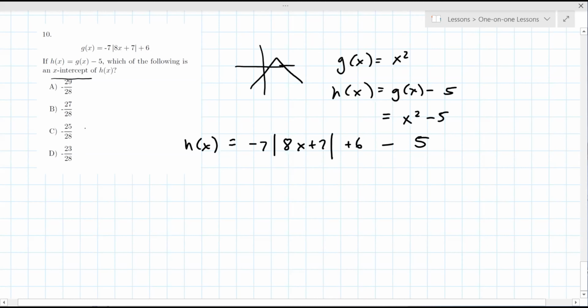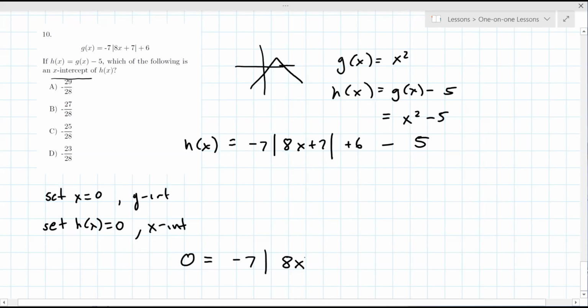Okay. But in terms of here, there's really 2 options. There's either setting x equal to 0 or setting h of x equal to 0. And this is what makes the test so challenging: you have to know this and then do something with it. Setting h of x, you do this for the y-intercept. Setting h of x equals 0 is for the x-intercept. So that's what we're going to do. We're going to set 0 equal to minus 7 absolute value of 8x plus 7, and then plus 1.